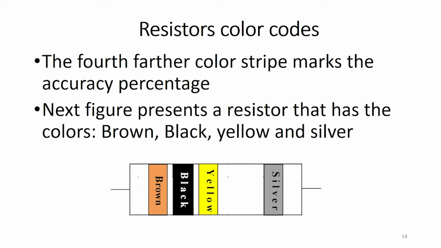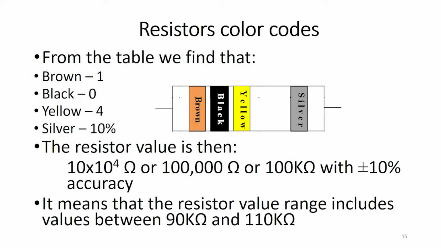Next figure presents a resistor that has the colors brown, black, yellow, and silver. From the table we find that brown equals 1, black is 0, and yellow is 4. Silver is 10% accuracy. The resistor value is then 10 times 10 to the power of 4 ohms, or 100,000 ohms, or 100 kilo ohms, with plus or minus 10% accuracy. It means that the resistor value range includes values between 90 kilo ohms and 110 kilo ohms.